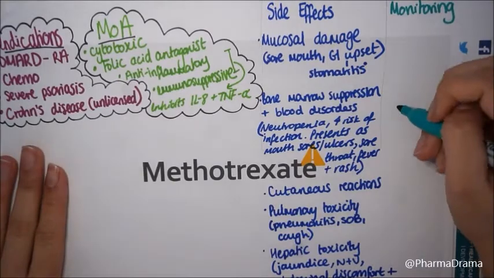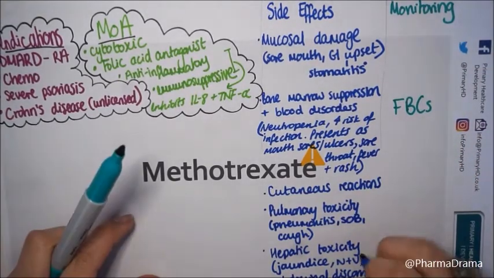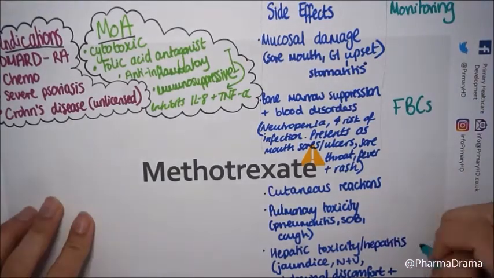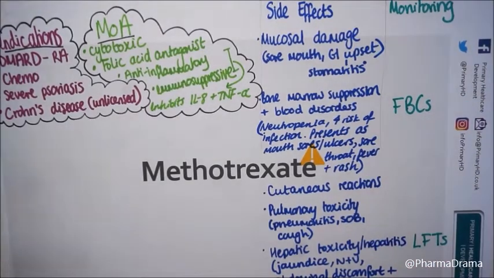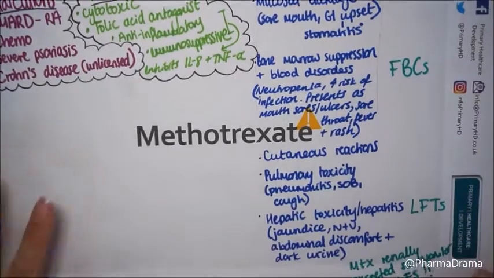We would monitor blood, so do a full blood count because of the blood disorder side effect, and we would do LFTs to check for liver toxicity. And finally, I've written at the bottom of the page that you can't see that methotrexate is excreted renally, so we would check urinase as well.